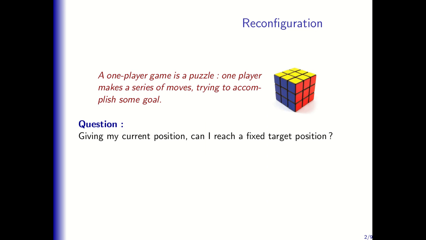So what is a reconfiguration problem? It can be seen as a puzzle. A puzzle is basically a one-player game where some player wants to make a series of moves and is trying to accomplish some goal. So probably the most famous reconfiguration problem is the Rubik's Cube. So the question is, given my current position, can I reach a fixed target position? Which is this position where all the faces are the same color.